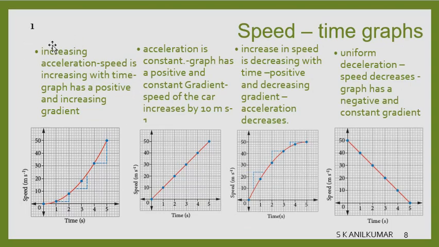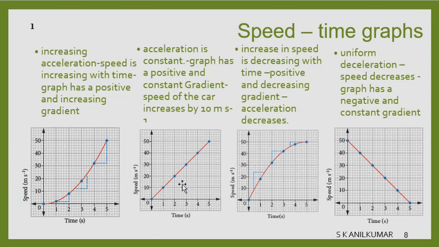It is increasing acceleration. Why? Speed is increasing. Here also it is. But the increase in speed is decreasing. Speed is actually increasing, but the increase in speed per second is decreasing. Here speed is increasing, but increase per second is decreasing. Here increase per second is increasing. Increase in speed is increasing. Increase in speed is decreasing. That's the difference between these two graphs.